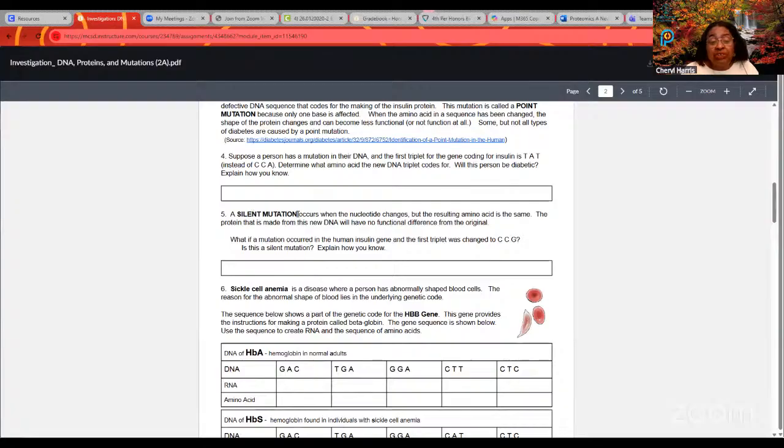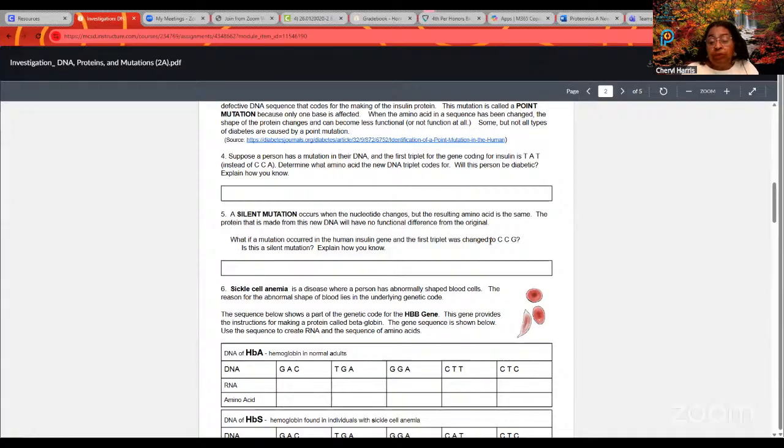Silent mutation occurs when the nucleotide changes, but the resulting amino acids are the same. The protein made from this new DNA has no functional difference from the original. What if the mutation occurred in the human gene and the first triplet was changed to GCG? Is this a silent mutation?